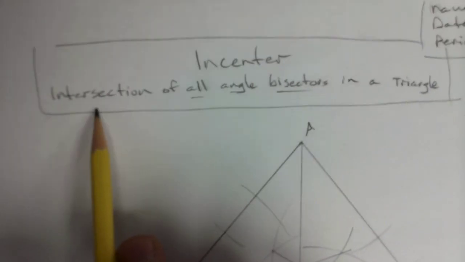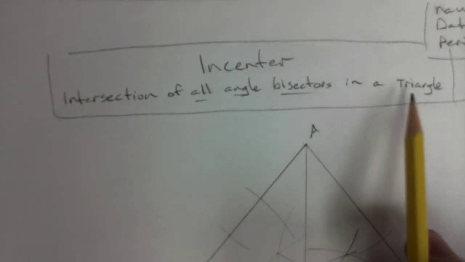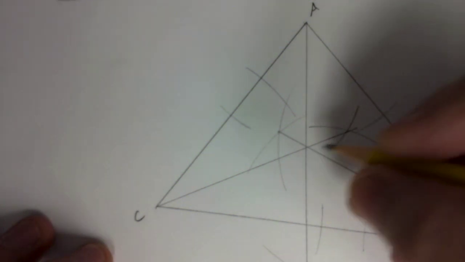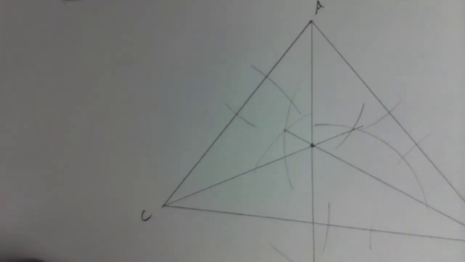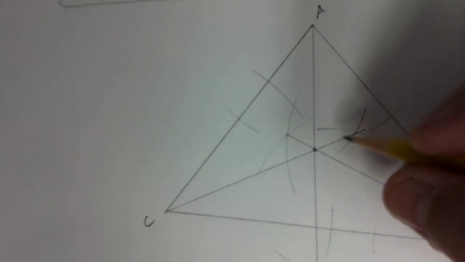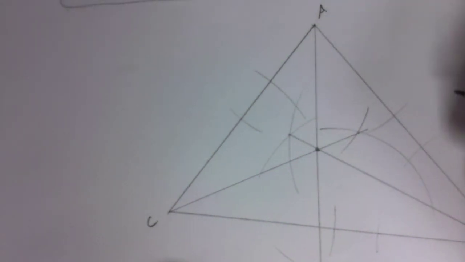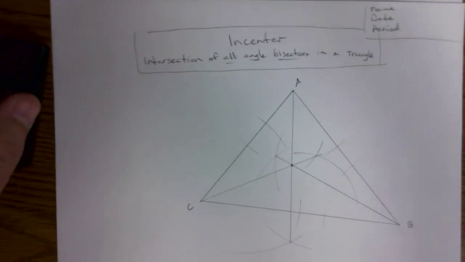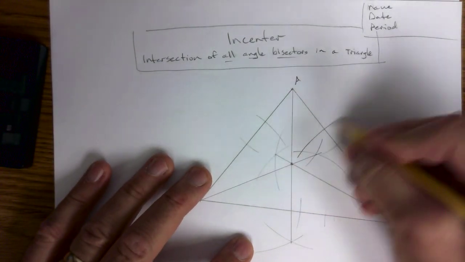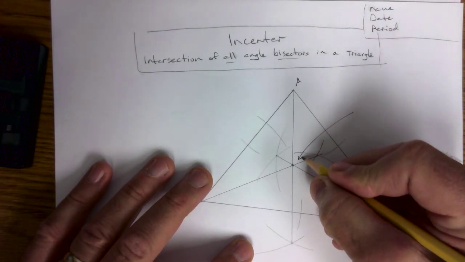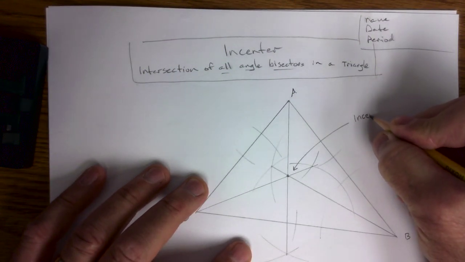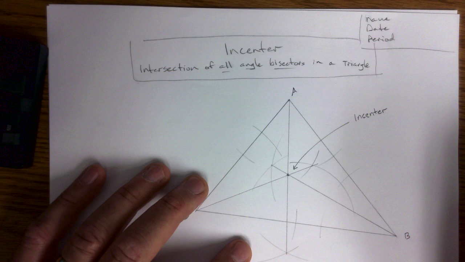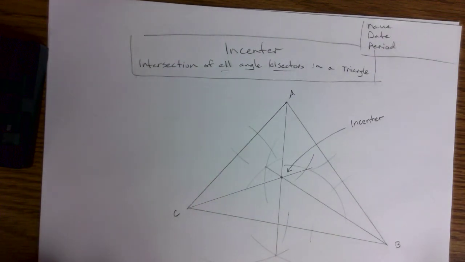Remember, the incenter is the intersection of all angle bisectors in a triangle. So right here, this is the incenter of a triangle, and you can draw an arrow to it. Let's see, and label it. Let's see, I'm going to zoom back out, and I'm going to freehand draw a line and point an arrow to it and call this the incenter. So when you look back at this in a few days, you'll remember what that is.